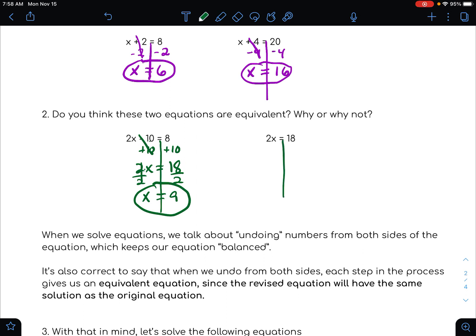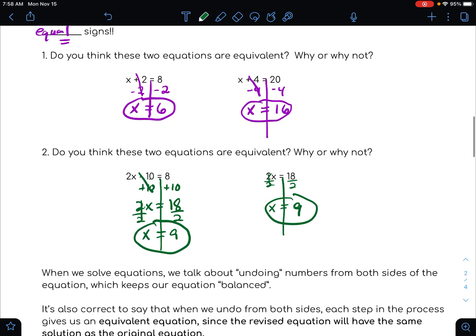Let's do that same thing in the second equation. This should look a little bit familiar because really we had something like this in the first equation. 2 times something is 18, which we know if we undo by dividing both sides by 2, or if we just do that in our head, we know x is equal to 9.